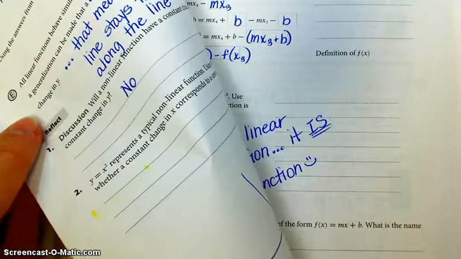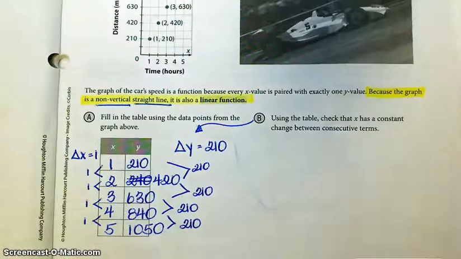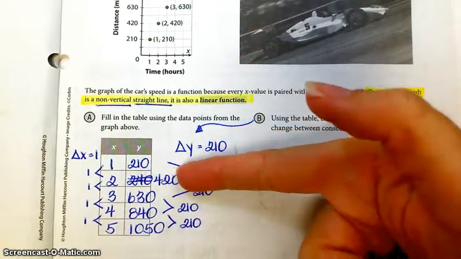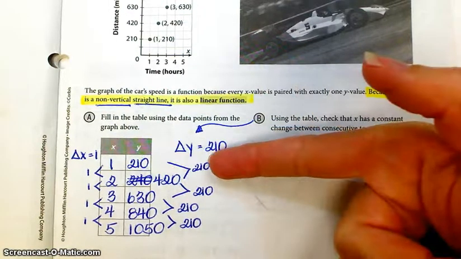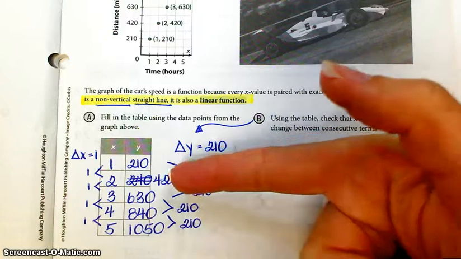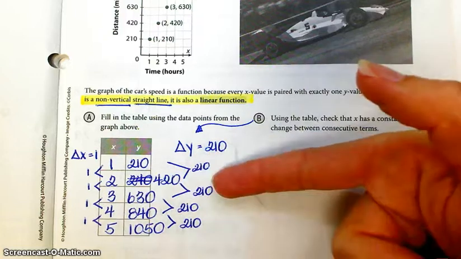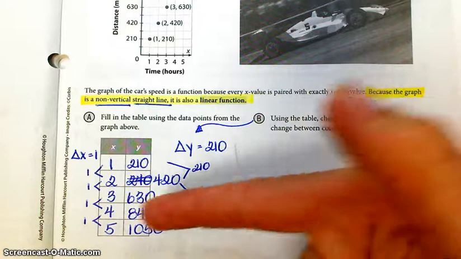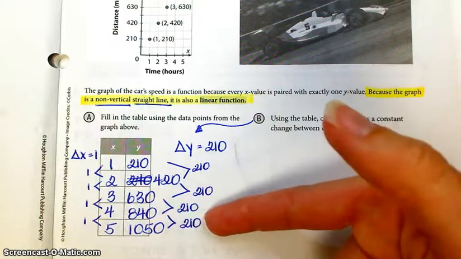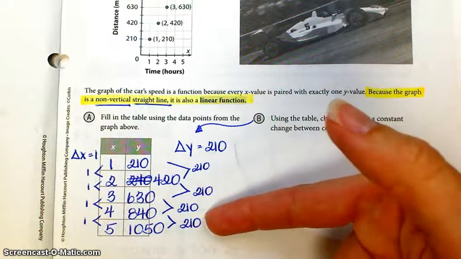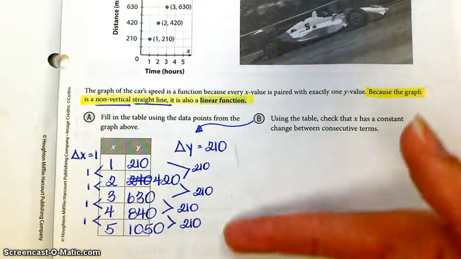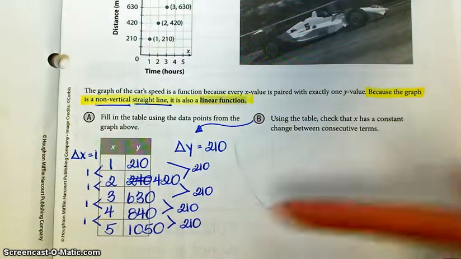The next one on the next page, C, actually says, now check that y has a constant change between consecutive terms. Okay, so from this y value to this next y value, that's a change of 210. From 420 to 630, that's a change of 210. From 630 to 840, that's a change of 210. From 840 to 1050, that's a change of 210. So, constant change of x values, constant change of y values. Okay?